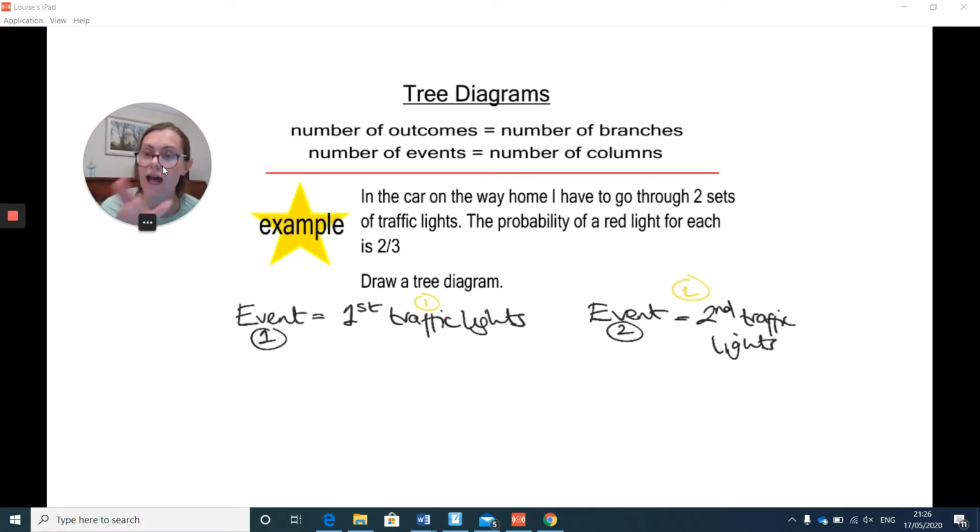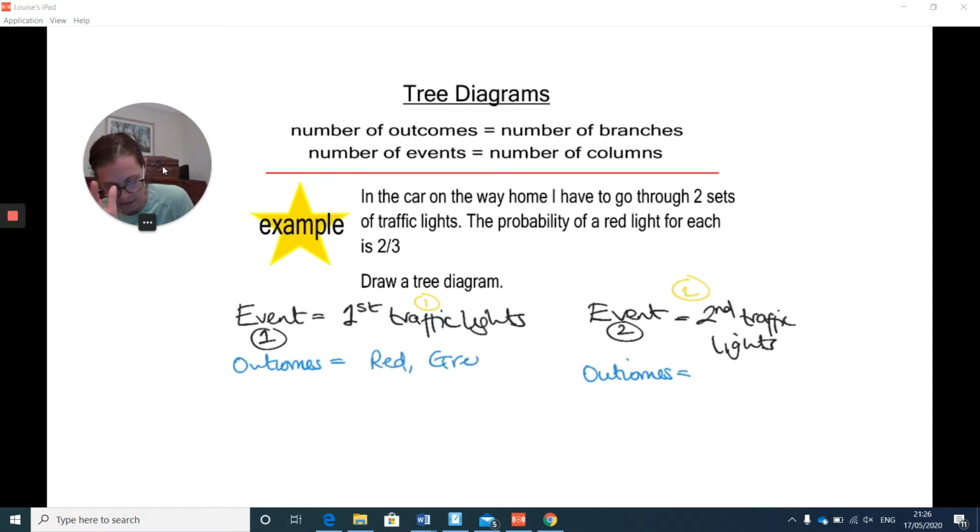In those columns, I now need to know how many branches there are going to be. And I only know how many branches there are going to be by knowing how many outcomes there are for each traffic light. So when I look at a traffic light, we're going to pretend in this case, you have 2 options, red and green. So here I would have red and green. I know sometimes you can have amber, but we're going to simplify it. So I get red and green, and here, red and green. Okay, so for each of these 2 columns, I should now see that there are going to be 2 branches in each.